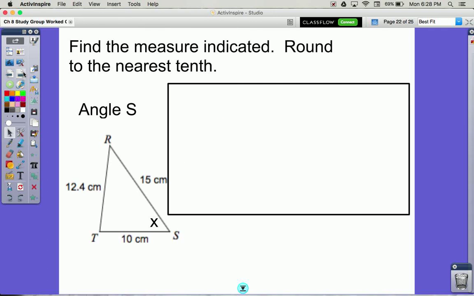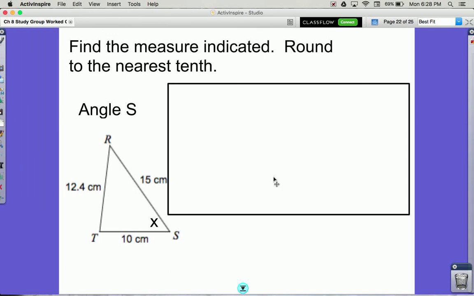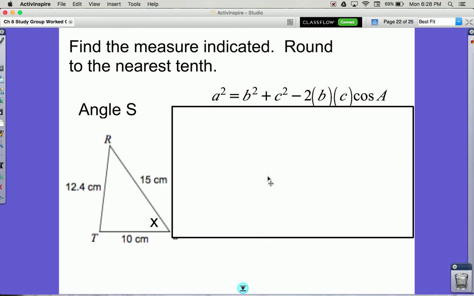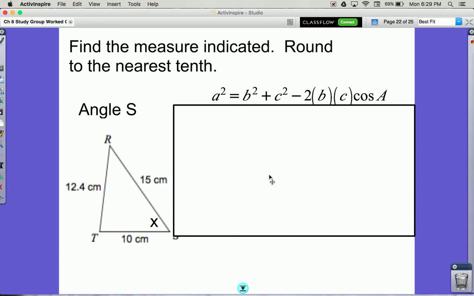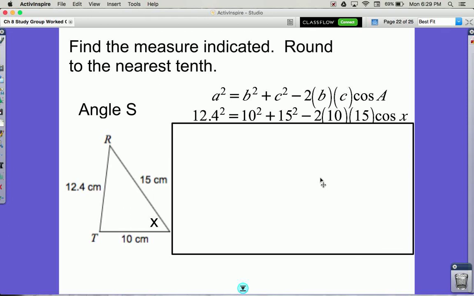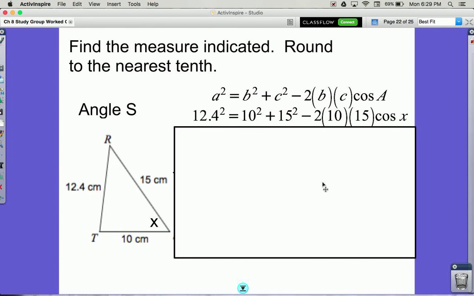For this one, you're asked to find the measure indicated and round to the nearest tenth. So you're asked to find angle S. You're given 3 side lengths, and you're asked to find an angle measure. So you are going to use the law of cosines, and you're going to end up using inverse cosine. If I'm looking for this angle measure, I need to start by thinking about the fact that the side opposite that angle measure is what goes with A and the cosine of A. So 12.4 squared equals 10 squared plus 15 squared minus 2 times 10 times 15 cosine of x.